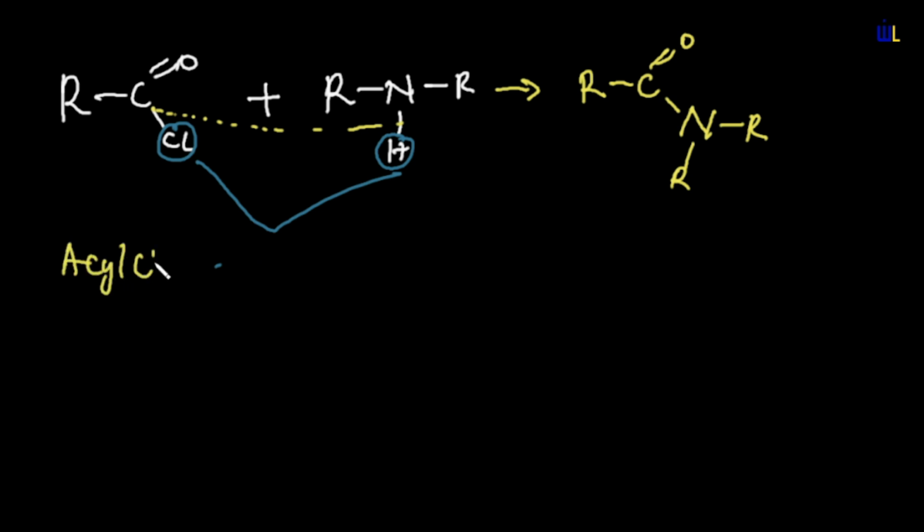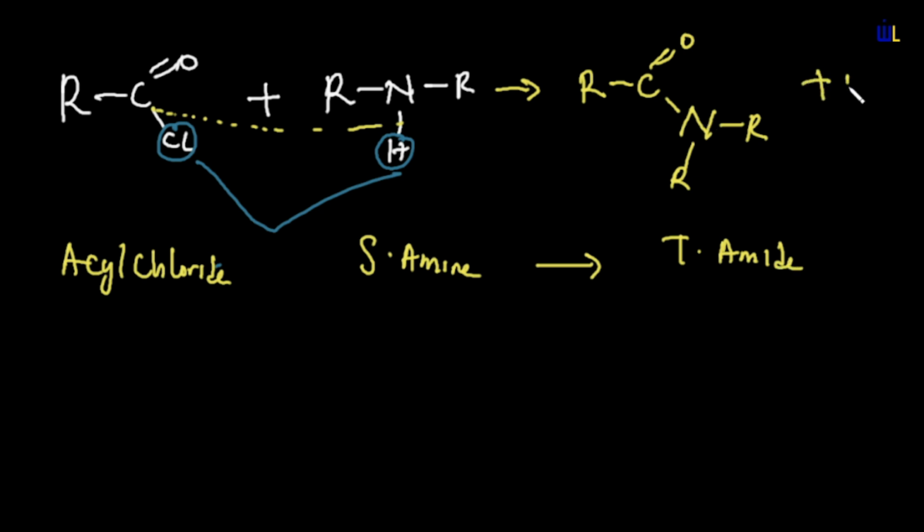So automatically it tells us that when you have an acyl chloride reacting with a secondary amine, it leads to the formation of a tertiary amide, and in this case hydrogen chloride gas. So basically these are the reactions that occur with respect to substitution in amines, and this type of reaction is what we refer to as an acylation reaction.